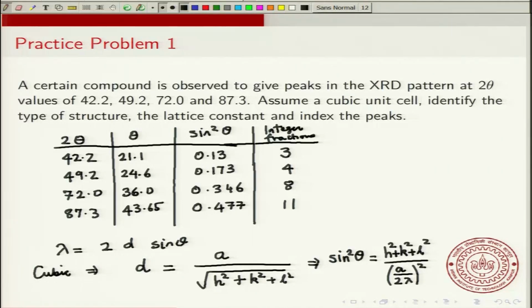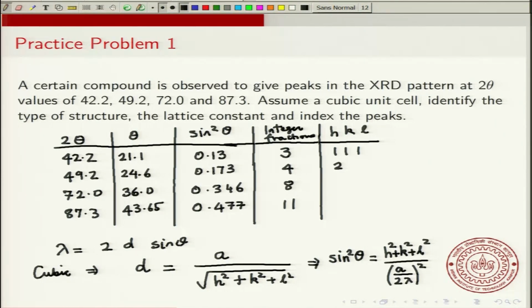Okay. So, the integer fractions. Again, we just inspected it and we identified these integer fractions. Now what we identify immediately is that if h square plus k square plus L square is 3, then our h k L has to be 1 1 1. That is the only way h square plus k square plus L square can be 3.